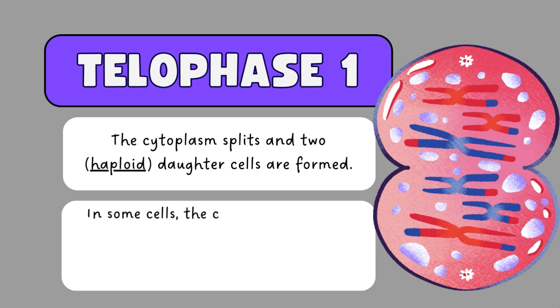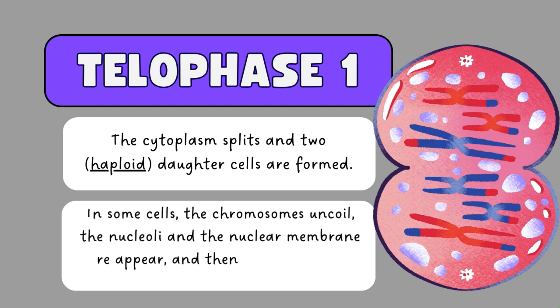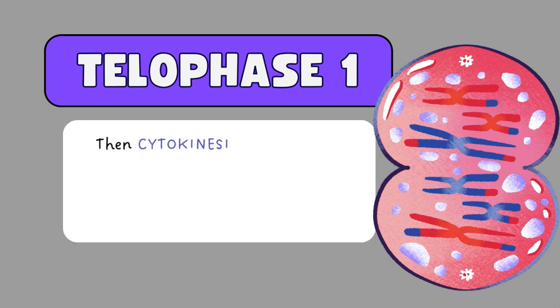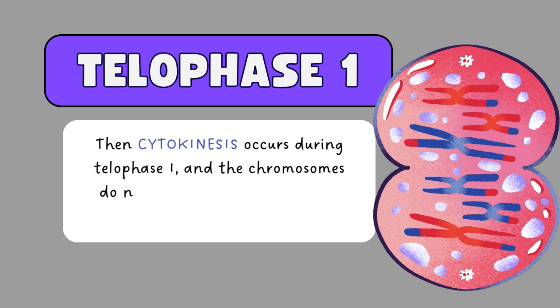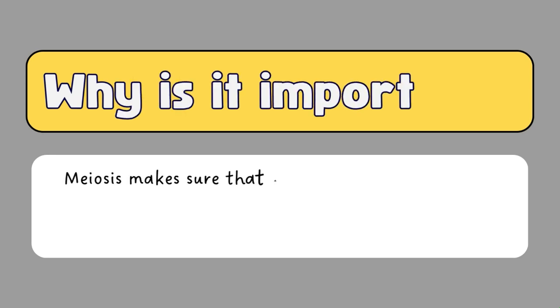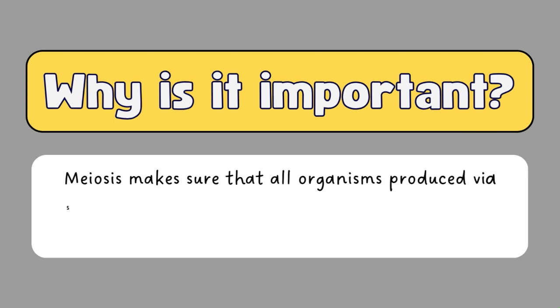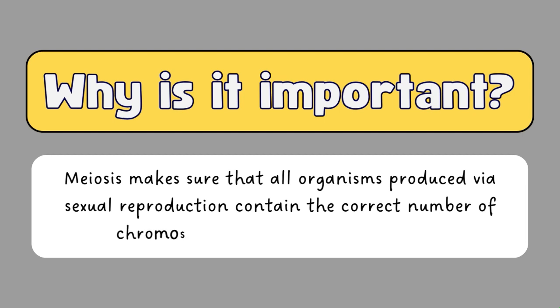In some cells, the chromosomes uncoil, the nuclei and the nuclear membrane reappear, and then a pause occurs before meiosis II begins. Then, cytokinesis occurs during telophase I, and the chromosomes do not replicate before meiosis II begins. Why is meiosis important? Meiosis is important because it ensures that all organisms produced through sexual reproduction contain the correct number of chromosomes. That ends my discussion about meiosis I.